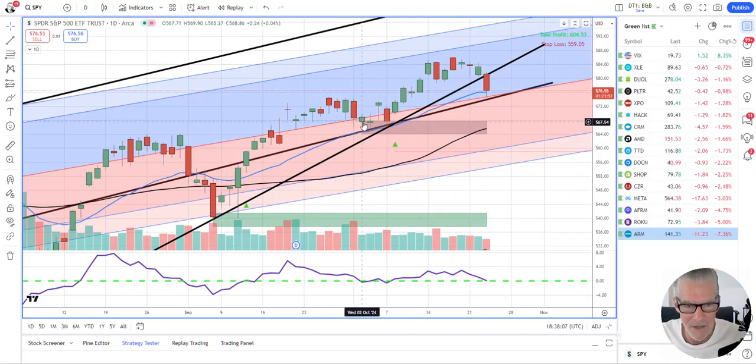I want to see a candle that looks like that, or a candle that looks like that, or even better, one that looks like that. When I see something like that, with this increasing volume, the market is telling me that it is ready to rally, and we're not there yet. Not there yet.